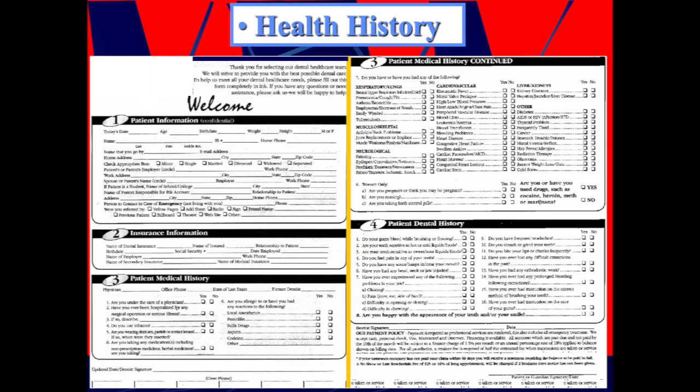So when we're looking at the health history, we want the patient to fill out every line and every block and check every box individually. You'll see on the right there's check boxes. I don't want them to draw a vertical line through them. The lawyers tell us that you haven't read it if you draw a vertical line through that.